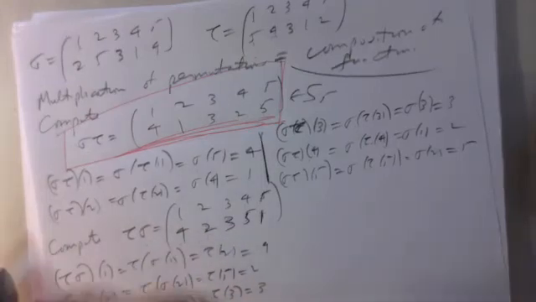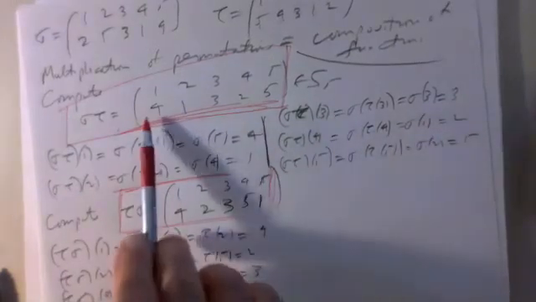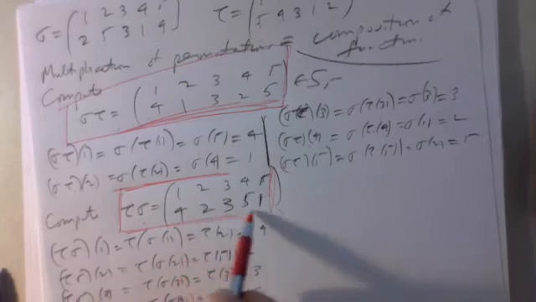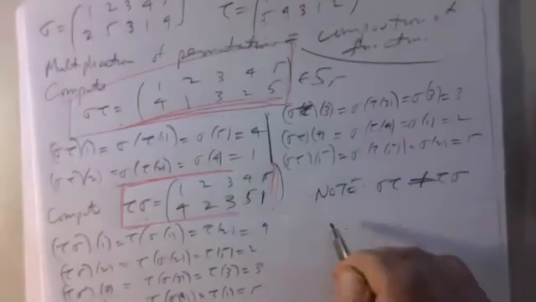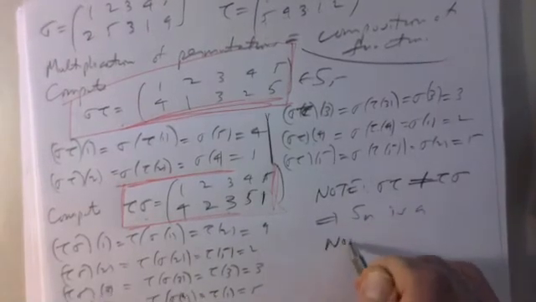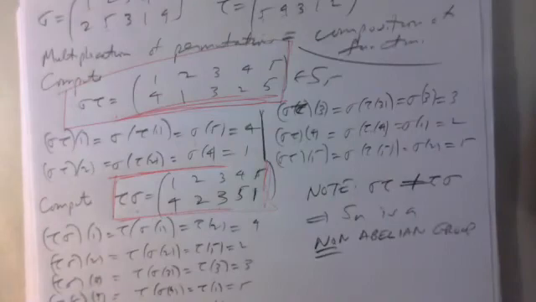And if you compare sigma tau and tau sigma, sigma tau is 4, 1, 3, 2, 5. Tau sigma is 4, 2, 3, 5, 1. So this is, again, another observation of the fact that sigma tau is different from tau sigma. So Sn is a non-abelian group. The order of multiplication matters a great deal. You can't just multiply carelessly. The order of sigma tau and tau sigma are very important.